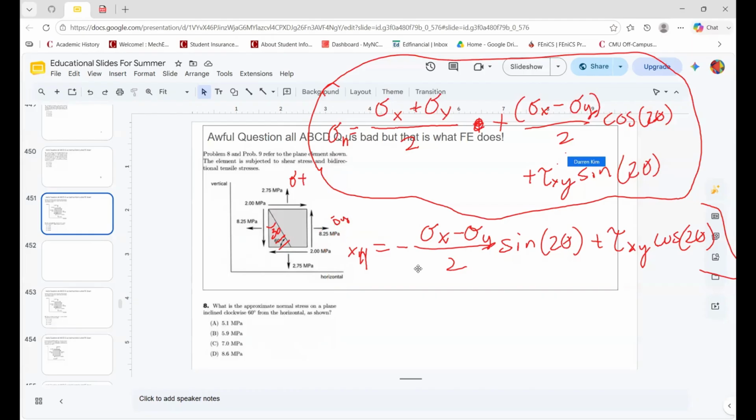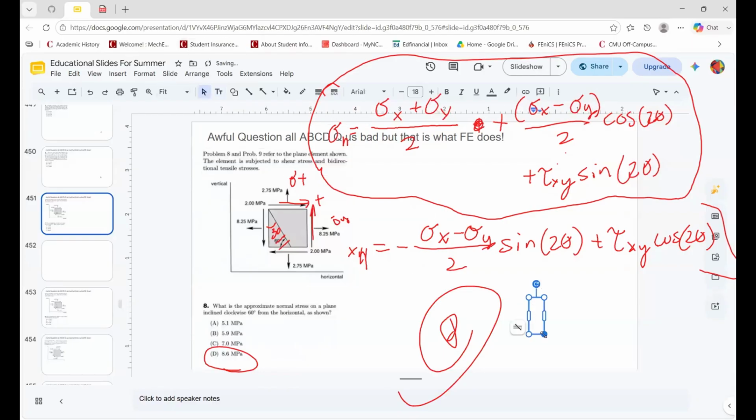I'd be a fool not to tell you to memorize it. This way is positive, by the way. So I can do a division over here. I could do (2.75 plus 8.25) divided by 2, plus division. Oh, wait, (8.25 minus 2.75) divided by 2 cosine 2 multiplied by 30, because you have to use that one, plus tau, which is 2, and 2 multiplied by sine 2 multiplied by 30 equals about 8.6. That's D. So we have D.